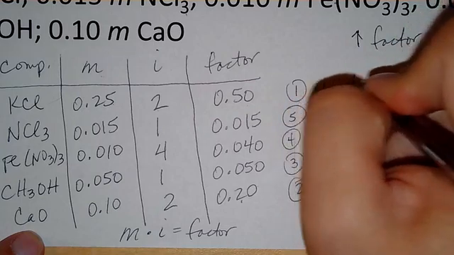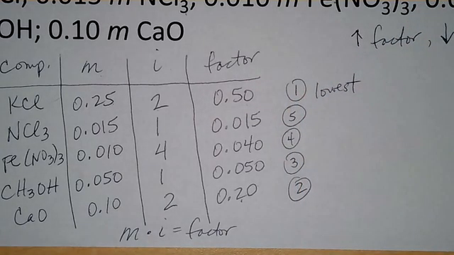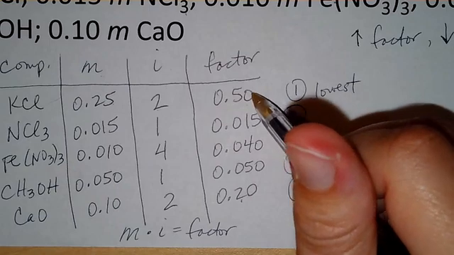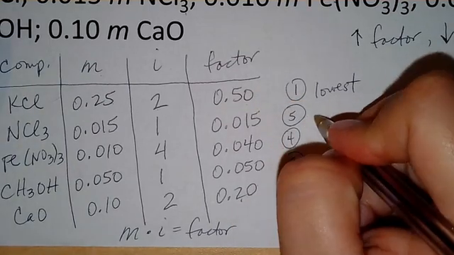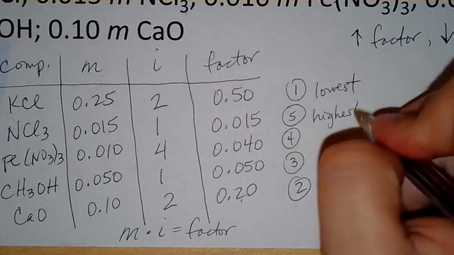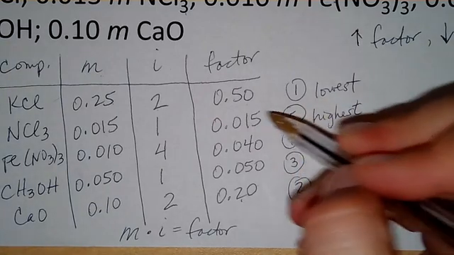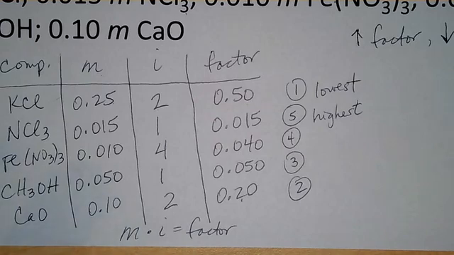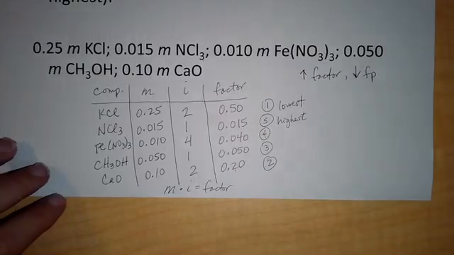Alright, so remember when we're trying to rank or get a relative idea of freezing or boiling point, we need to think about molality and the I value to get our factor. How big an effect do each of these components have on raising the boiling point or lowering the freezing point?